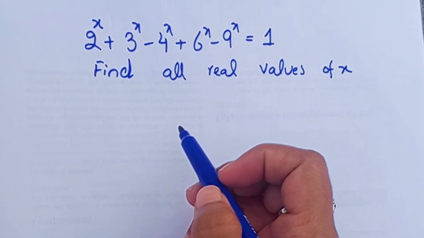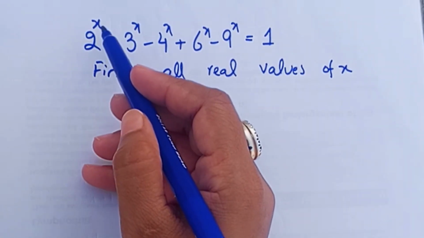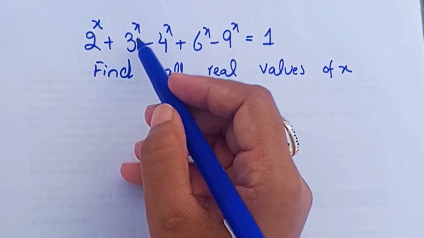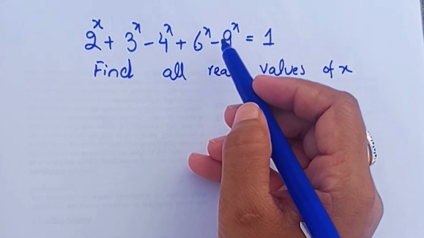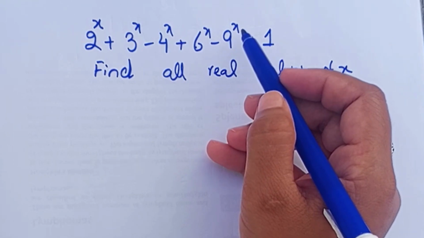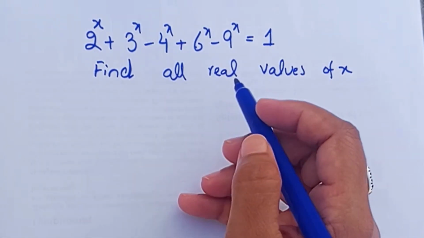And in this video, we are going to solve this question. And the question is 2 raised to the power x plus 3 raised to the power x minus 4 raised to the power x plus 6 raised to the power x minus 9 raised to the power x. This is equal to 1. And we find all real values of x.